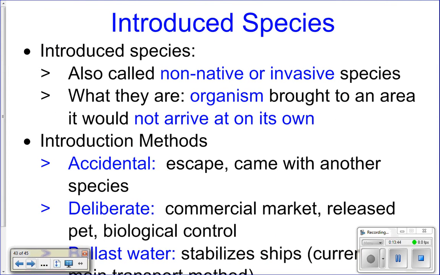Another threat to estuaries would be introduced species. So these are animals or plants that come into an estuary that are not native to that estuary. They're also called non-native or invasive species or introduced species. So basically, they're animals or plants that get brought to an area where they would not have been introduced on their own. So they get introduced some way, but they wouldn't have made it there on their own.